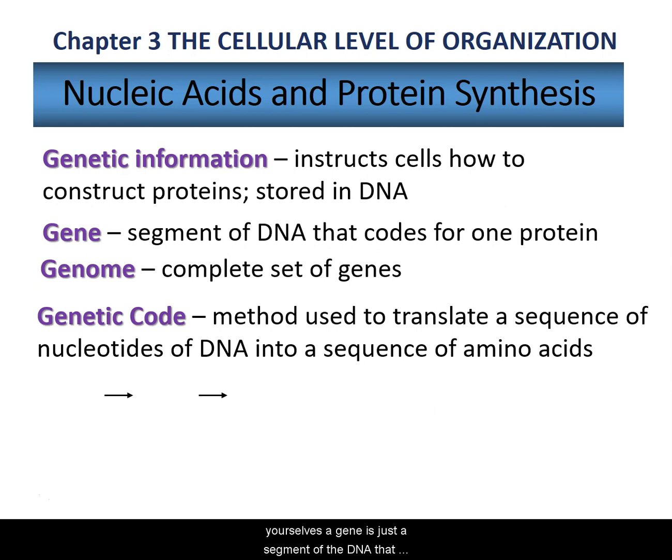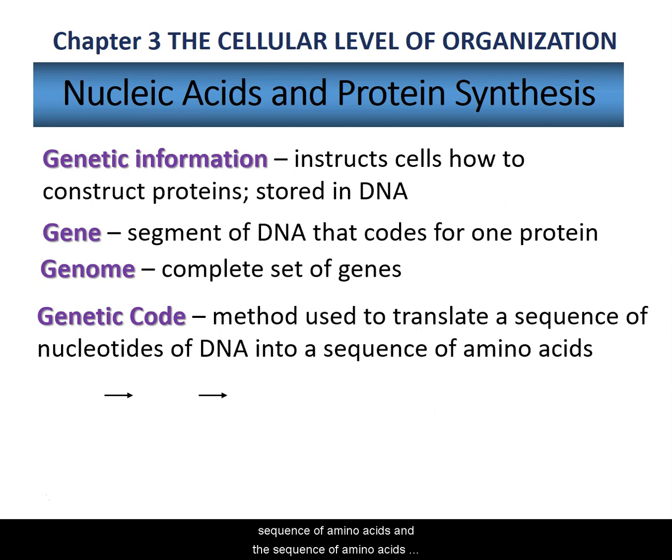A gene is just a segment of the DNA that codes for one protein. A genome is the complete set of genes, all the genes that make up an individual. The Human Genome Project took many years, many scientists, and big computers to map out all the genes in a human being, and that was called the Genome Project. Complete set of genes.